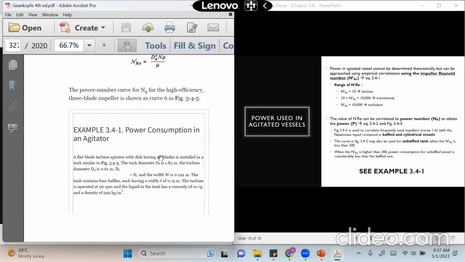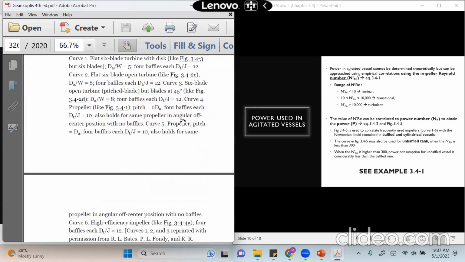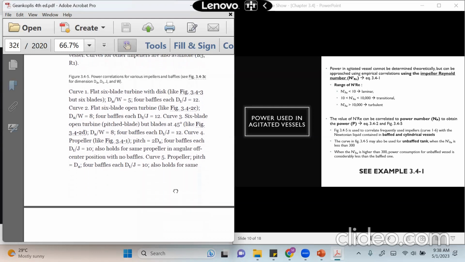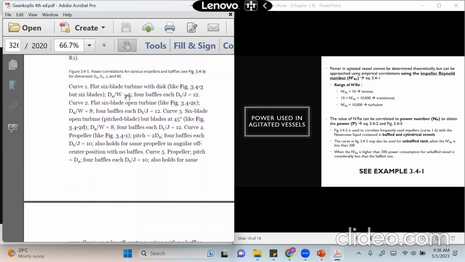6 blades. Okay, so it's curve 1. However, I have to make sure that these two requirements are met first. If one of them is not met, then I cannot use this curve. I have to find another one.